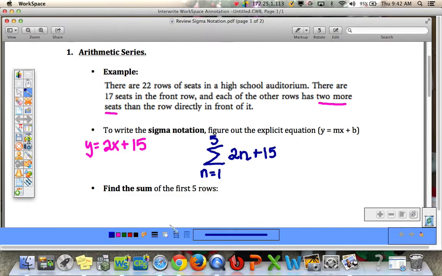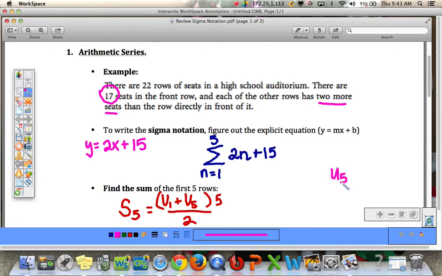To find the sum of the first 5 rows, we can either write out each term, each row, and add them together, or we can use the sum formula for an arithmetic series, and that formula would be S sub 5, the sum of the first 5 rows, is the number of seats in the first row plus the number of seats in the 5th row times the number of rows, and here there's 5 rows. So we multiply that by 5 and we'll divide by 2. We know how many seats there are in the first row. There's 17 seats in the first row, but we need to figure out u sub 5.